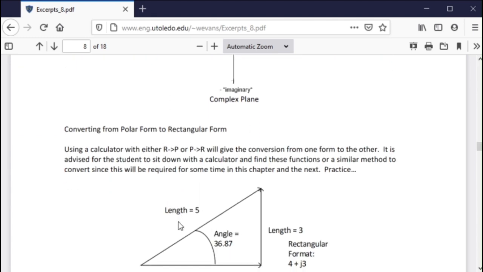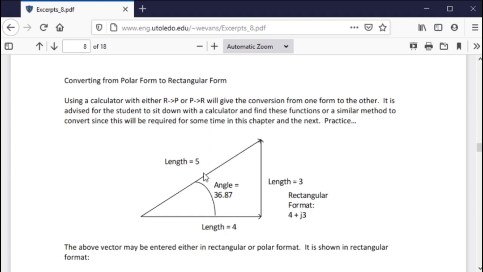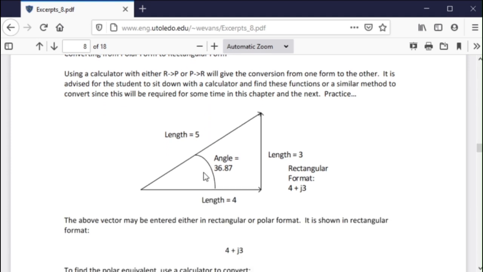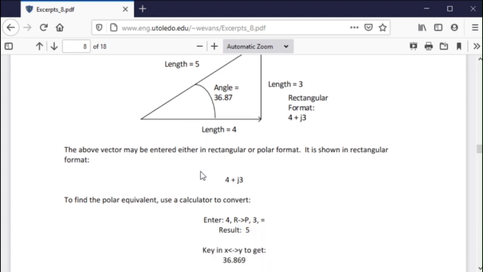Here we look now to convert from polar to rectangular, because you know that polar is useful for multiplication and division, but rectangular is useful for addition and subtraction. So you have to be able to go back and forth. So how do you do that?